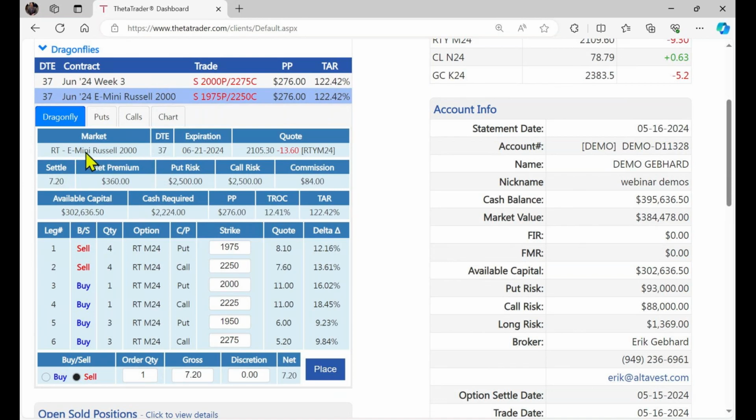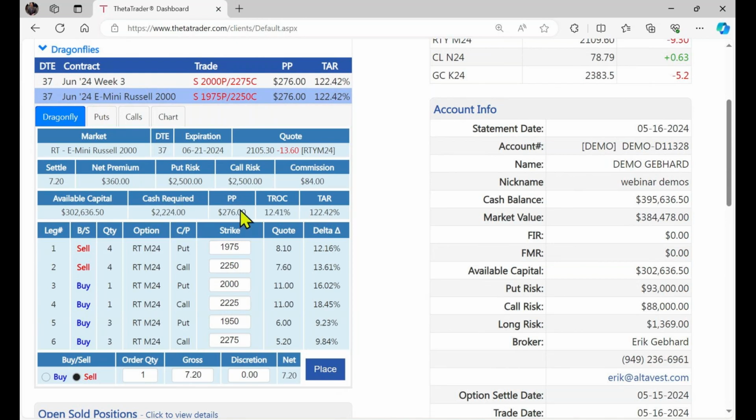It's the E-mini Russell 2000 index. That's the underlying index on this option spread. You've got your settlement value, the premium collected, your put risk, call risk, commission, available capital, cash required, profit potential at expiration. This is your targeted return on cash, and then your targeted annualized return, which is really there just to compare one expiration to another.